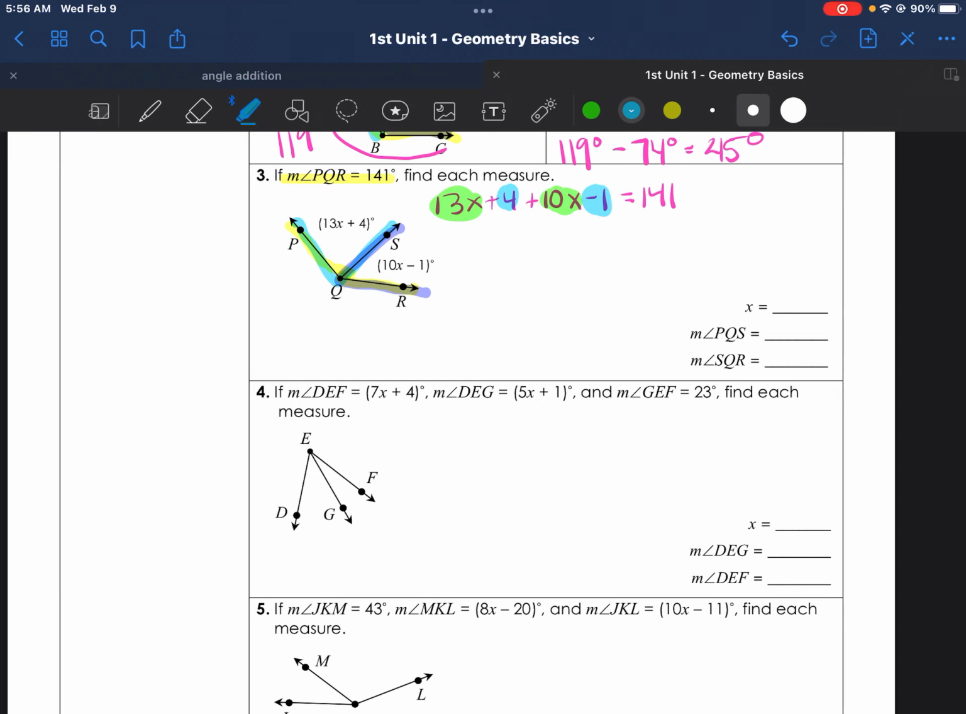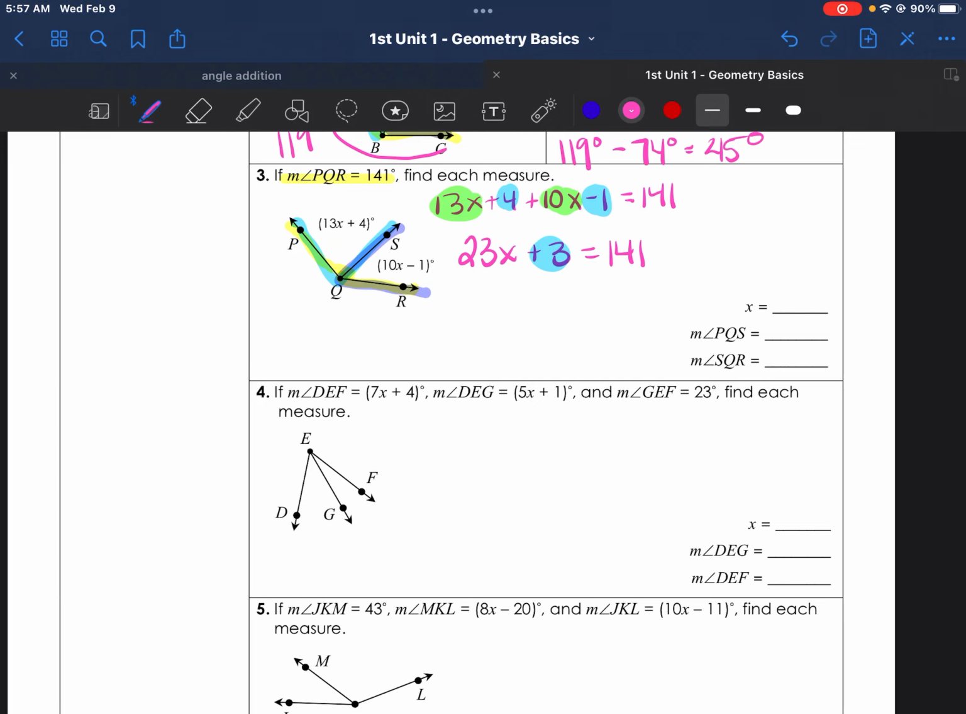So 13x plus 10x will give you 23x. You have $4 and you spend $1. You have $3 left. And you're going to bring down that 141. Now we become a two-step equation, which we have already worked through. So we already know we need to isolate that x. But we need to move any terms that do not have an x connected. And which one does not have an x connected? That positive 3.